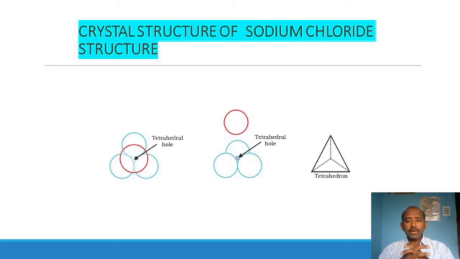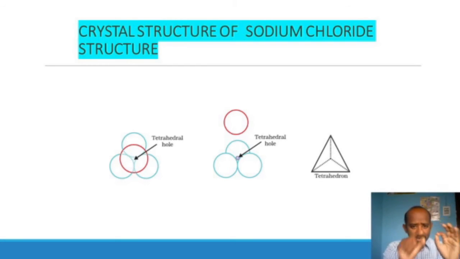The crystal structure of sodium chloride. The sodium chloride has the face-centered cubic structure. In a face-centered cubic structure, there are two possibilities of voids. Voids means a hole, or an empty space in between the atoms. Here we have two types of voids, that is the tetrahedral and octahedral. Tetrahedral void is for the diamond structure. If we see the diamond structure, we will get the tetrahedral void. But sodium chloride has an octahedral void.